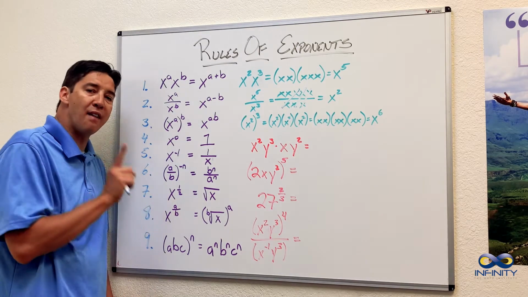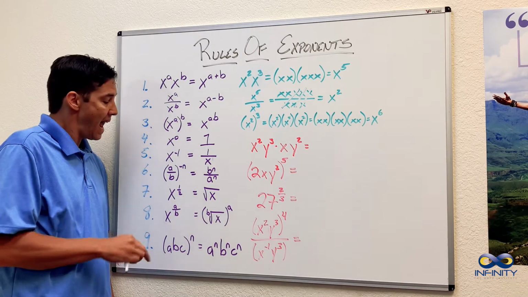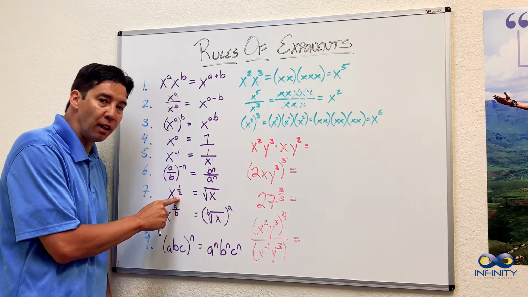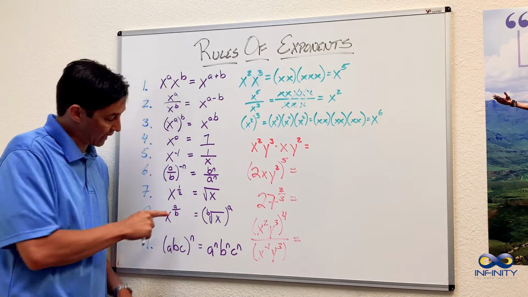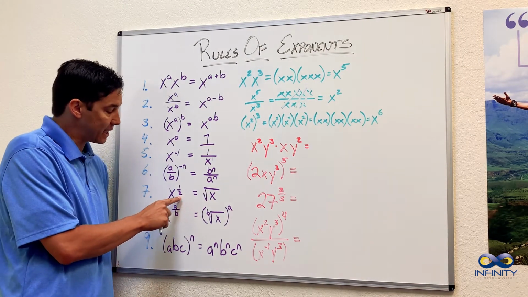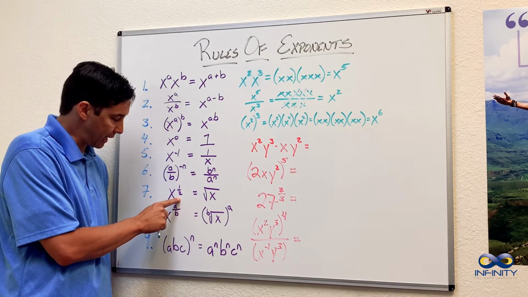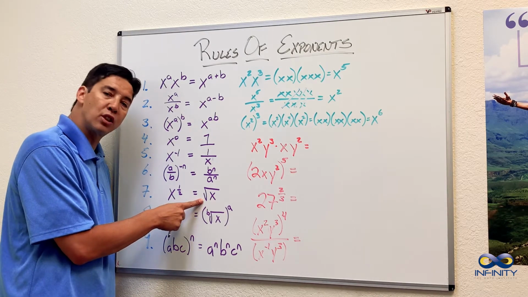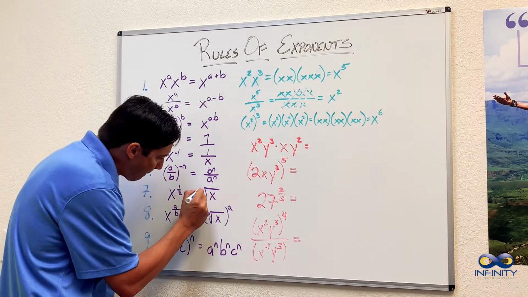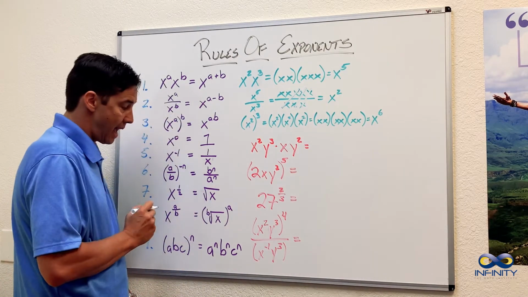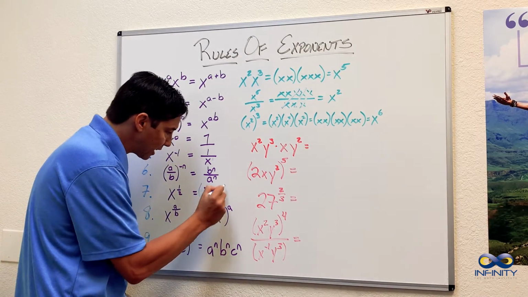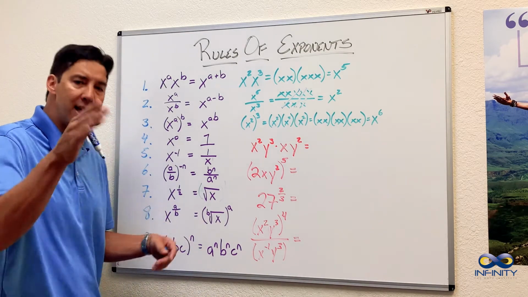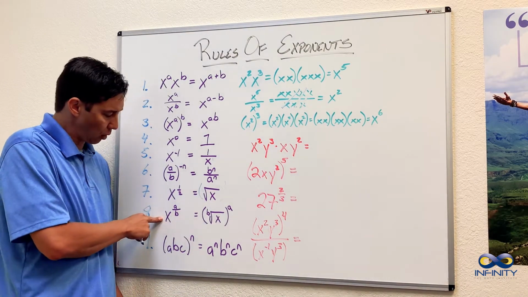X to the 1/2 is something you see quite often, and when you see rational or fraction exponents, we're going to take it to the root of the denominator. So you guys understand, when you got the square root of x, there is an imaginary 2. And this is always to the first power, which brings us to the next rule.